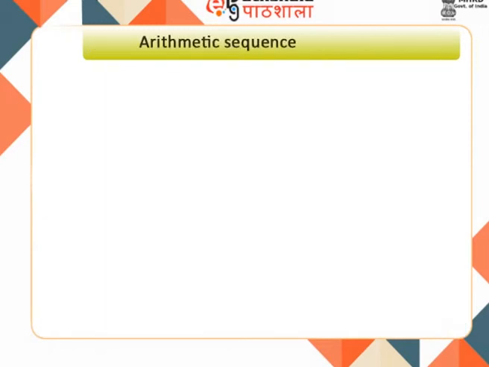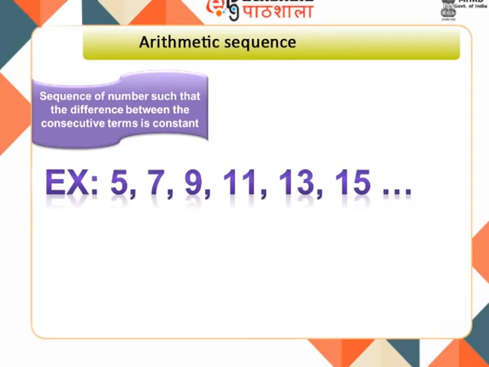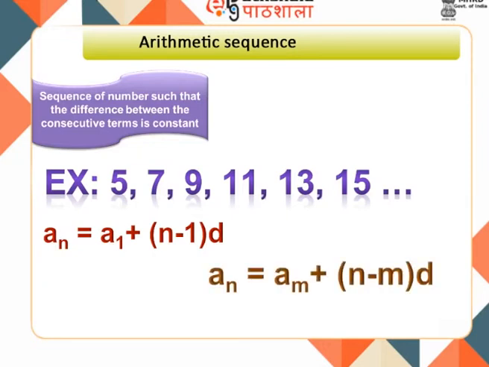An arithmetic series is a series of numbers such that the difference between the consecutive terms is constant. For instance, the sequence 5, 7, 9, 11, 13, 15, and so on is an arithmetic progression with a common difference of 2. If the initial term of an arithmetic progression is a1 and the common difference of successive numbers is d, then the nth term of the sequence aₙ is given by aₙ = a1 + (n − 1) × d, and in general aₙ = aₘ + (n − m) × d.